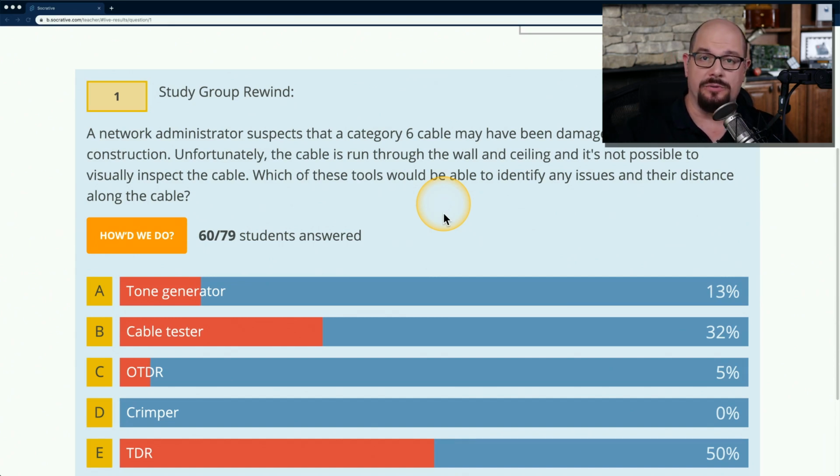And as you can see, I can see in real time on this side exactly what you're answering. For instance, we can see that 52% so far have chosen TDR, 32% have said cable tester, 12% say tone generator, 4% say OTDR, and 0%, exactly 0% say crimper. Well, in this case, we're trying to find some damage. It's in the wall. We don't know where it is. We're interested in knowing, first, is there damage, and then how far along the cable is this damage?